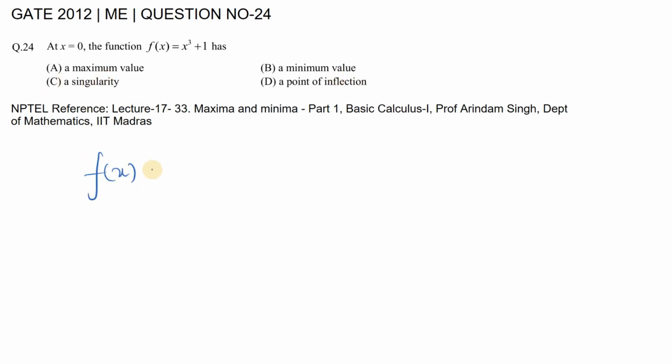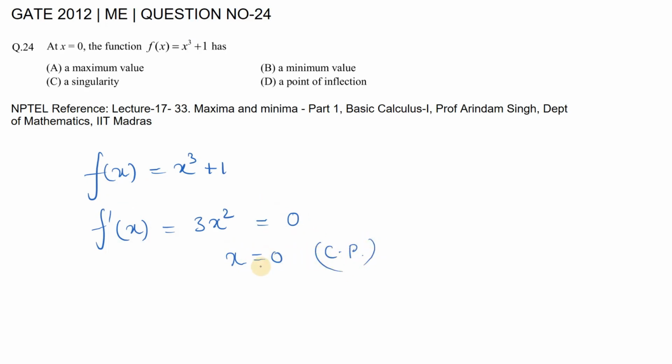F of x is equal to x cube plus 1. Okay. Now to check whether the function has a maxima or minima, we'll find the first derivative of this function with respect to x. So this is equal to 3x square. Okay. Now let's equate this f dash of x, that is the first derivative, to 0. We get x is equal to 0. So this is the critical point.